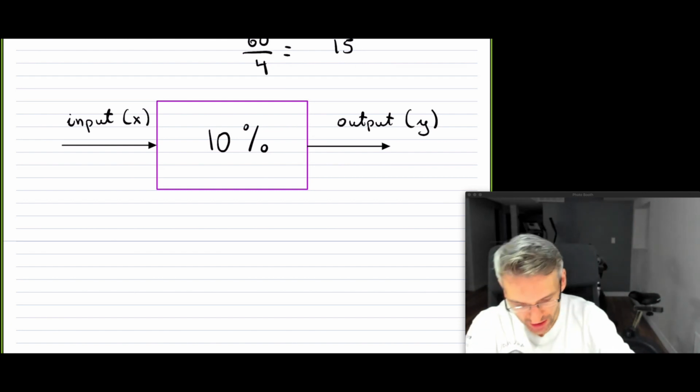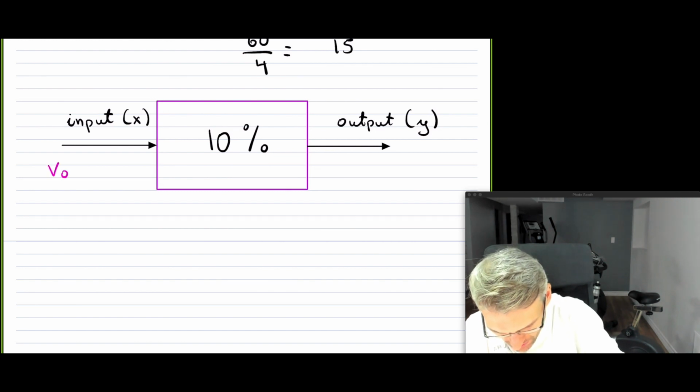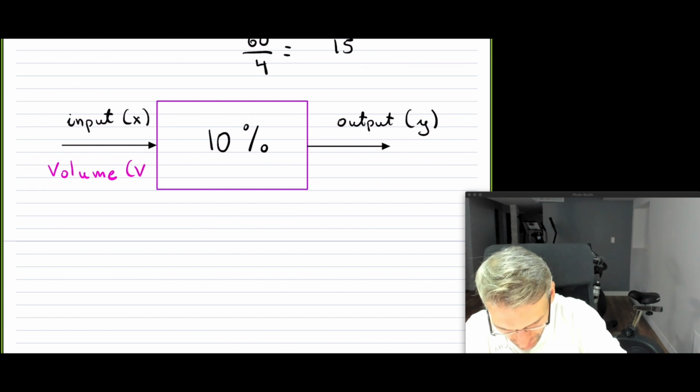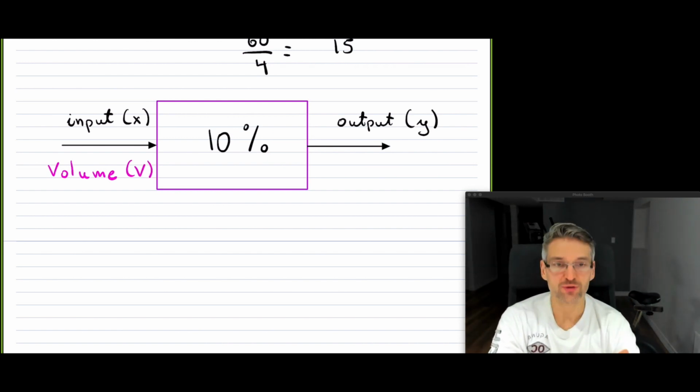So your input into this system, your X, let's say it's volume right here. So volume, we most likely would use V if it was in the real world. And now your output in terms of the concentration would still be volume, but it is now, let's say, a concentration by 10%. Now, what do I mean by that?